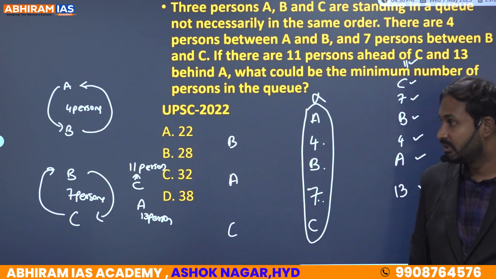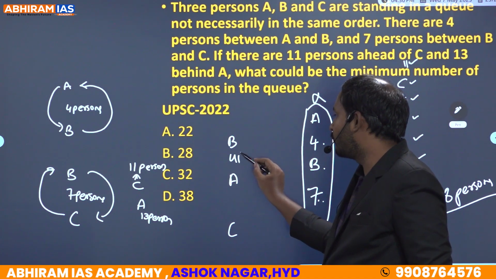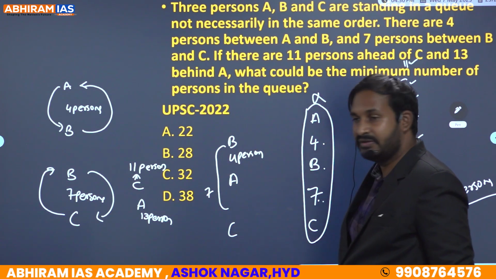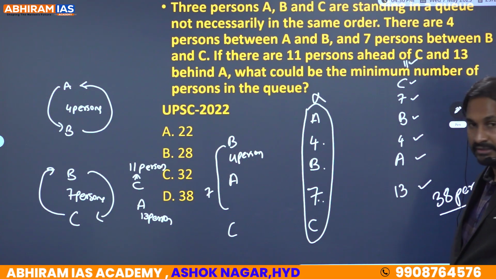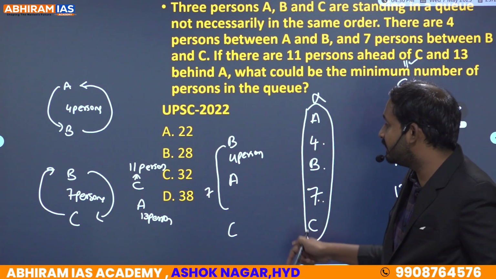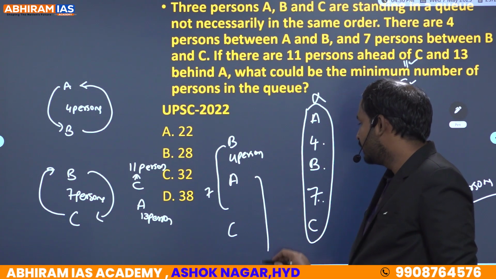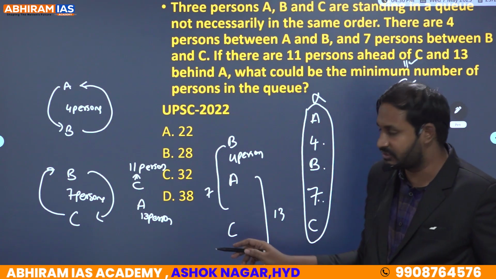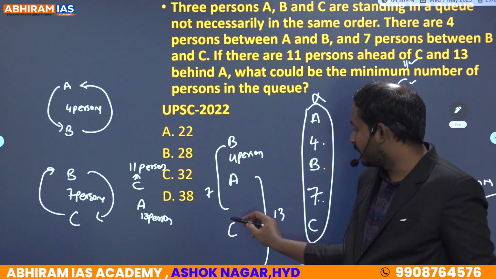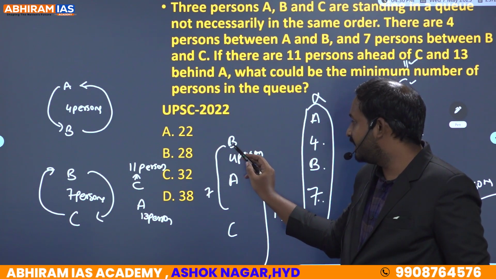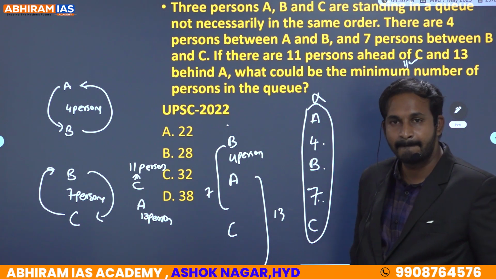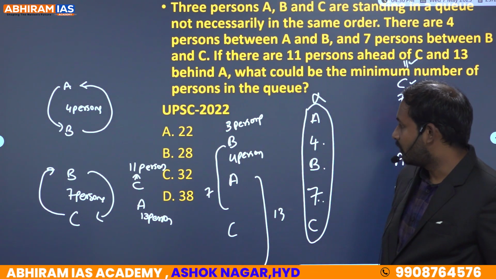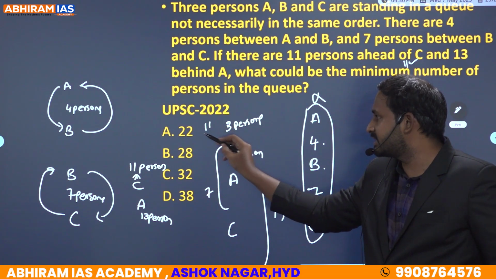So let us check this one. Between A and B how many are there for me? 4 persons. Between B and C? 7 persons. Now after A I have 13 persons and above C I have 7 persons. Please see here students, between B and C I have 7, B is 8, and above this one I will have 3 more persons. That means above C I will have overall 11 persons, that is satisfied.